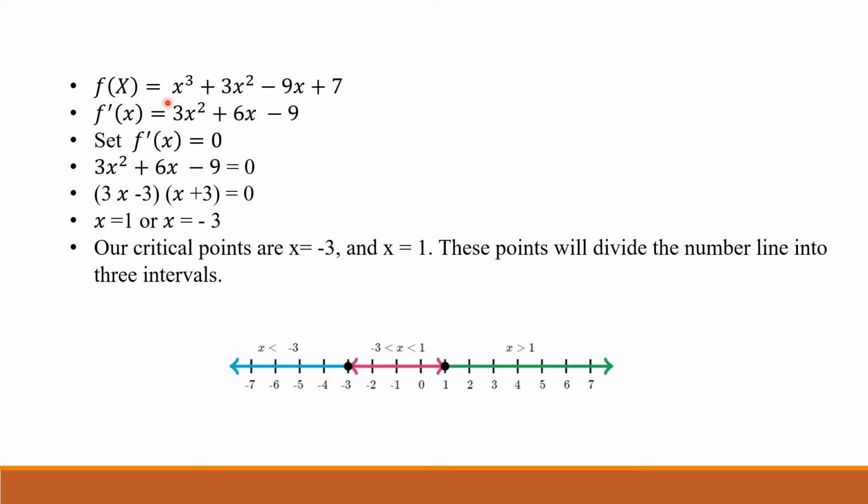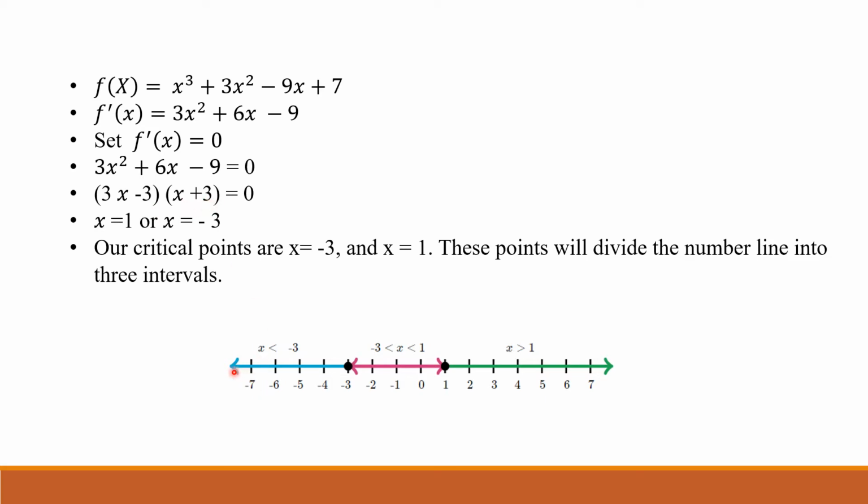So here comes the function, and then I will find the critical number by setting the derivative to 0. The derivative is 3x squared plus 6x minus 9, and then I will equal it to 0, and then I will solve for x. I will find that x equals 1, and from this bracket x equals negative 3.